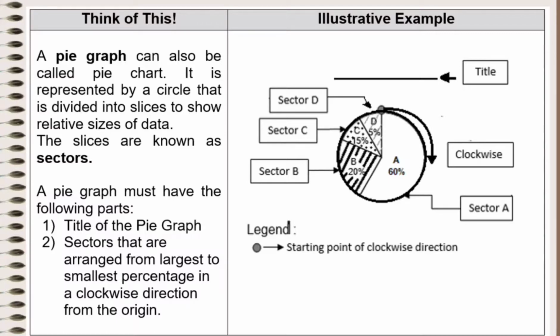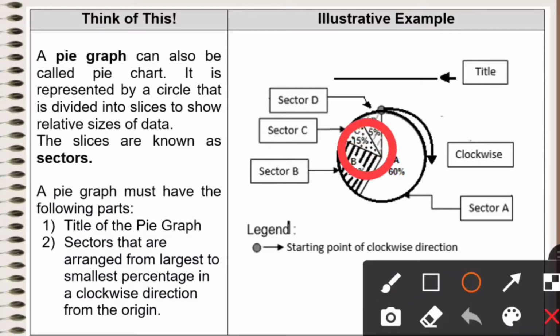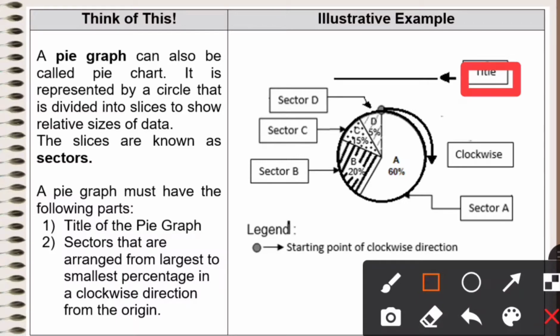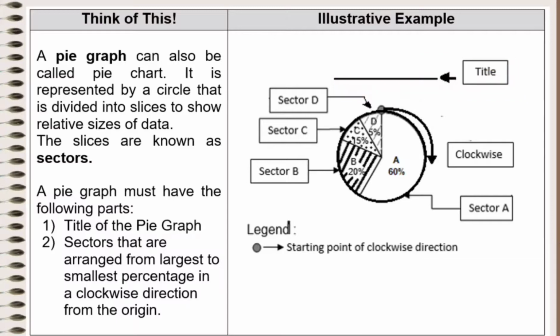A pie graph must have the following parts. We have the title of the pie graph, and sectors that are arranged from largest to smallest percentage in a clockwise direction from the origin. This is the pie graph, and as you can see the legend, it is from the starting point in a clockwise direction. And of course the title, you must write at the top of your graph.